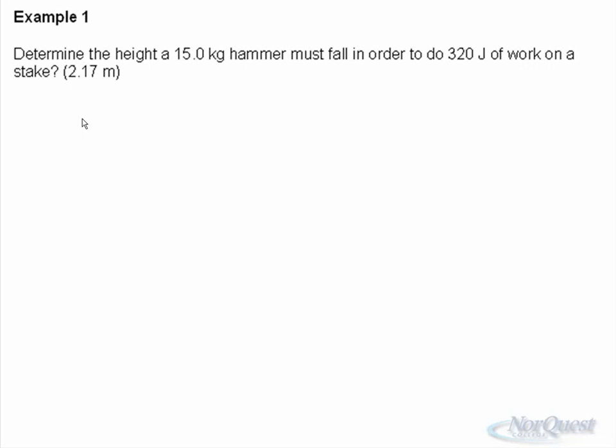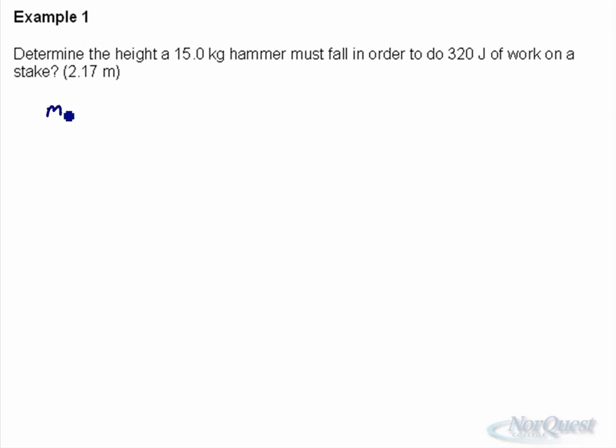Hello everyone. Our very first example is going to be an example where we use energy against the force of gravity. So we're going to be talking about potential energy. Remember, in the notes it speaks about any time you have an object above the surface of the earth, it'll have some energy with respect to the earth.